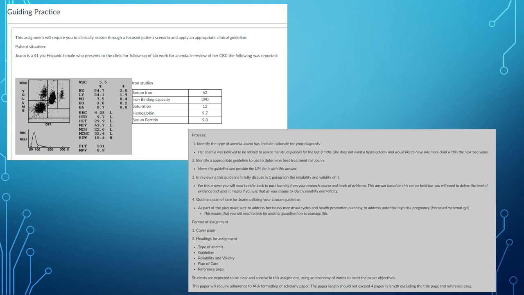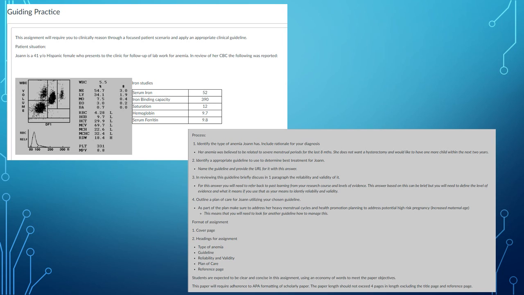First, you have to identify what kind of anemia she has, okay, and include your rationale for your diagnosis. So why do you think it is this kind of anemia? Best to put a citation here for that. I have a little italicized area. Her anemia is believed to be related to severe menstrual periods for the last 8 months. She does not want a hysterectomy, and she really wants to have more children. She's 41. It's her choice, but we have to use the guideline.